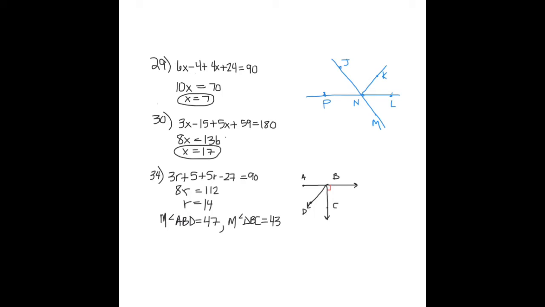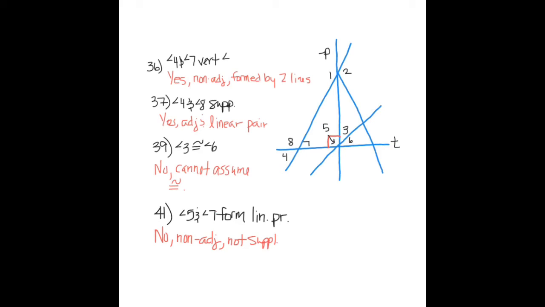Well, they have to equal 90 because they're perpendicular. Perpendicular lines make four right angles, so I know that angle ABC is a right angle. So I found out that r equals 14, which means that the measure of angle ABD is 47, and the measure of angle DBC is 43.